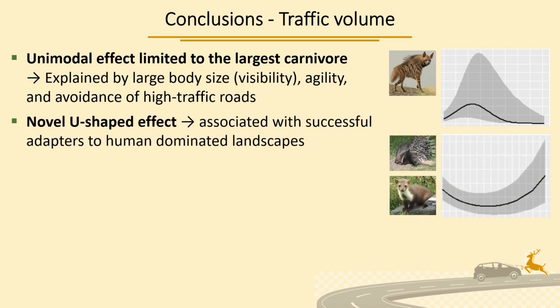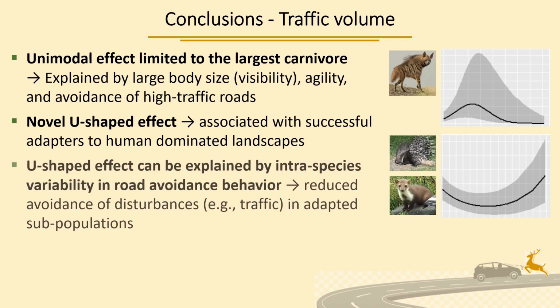The U-shaped effect, which is novel, was the most common among traffic effects. It was mainly associated with species that are successful adapters to human-dominated landscapes. We suggest that this effect is due to intra-species variability in road avoidance behavior caused by reduced avoidance of anthropogenic disturbances in adapted subpopulations, which leads to reduced avoidance of high traffic roads.